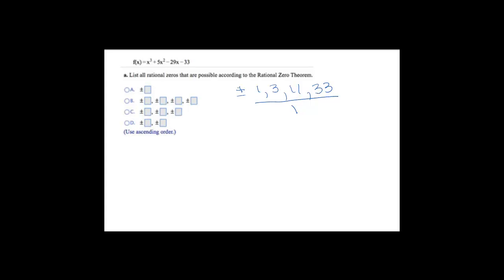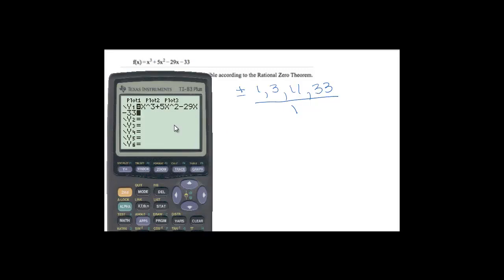So our choices are going to be plus or minus. All of these over 1 is still the same thing. So plus or minus 1, 3, 11, and 33. On your choices, you're going to have to choose B so that you would have 4 boxes. And this would be your choices without the 1 on the bottom. All right, now we could pick one of those and start trying with synthetic division, or we can pull up our graphing calculator and find one zero that works. So we will go that route.